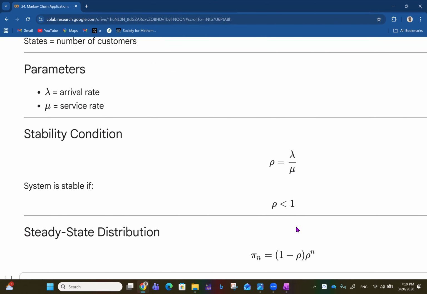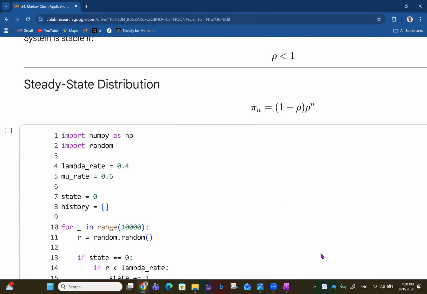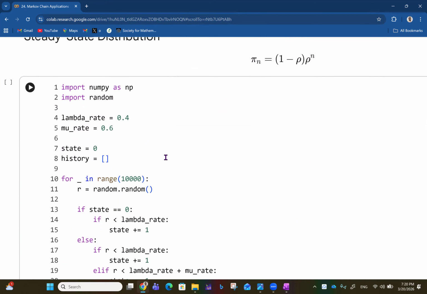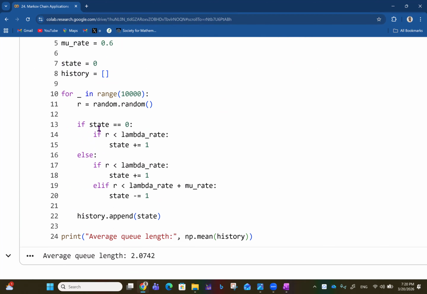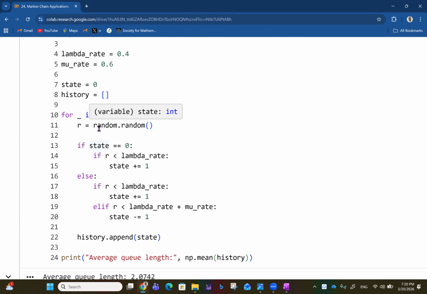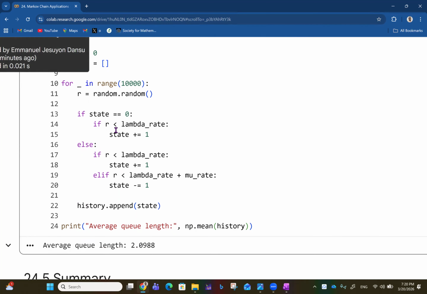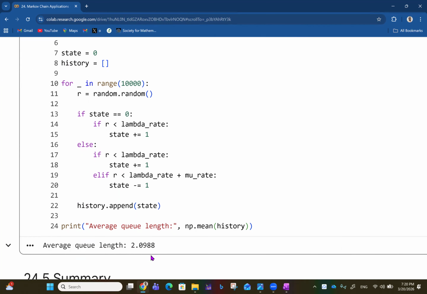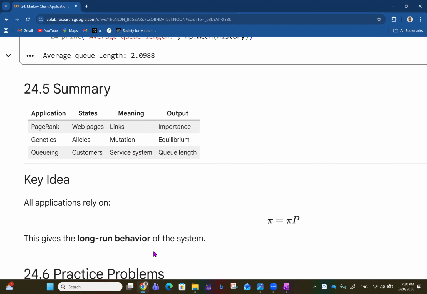The steady state distribution for this is given as pi n, which is (1 minus rho) multiplied by rho raised to power n. And of course, if we set it up so that the arrival rate is 0.4 and the service rate is 0.6, we can work out the average queue length. If you work all of this out, we have the average queue length to be this. Okay, this is such a short video because we're just talking about applications.